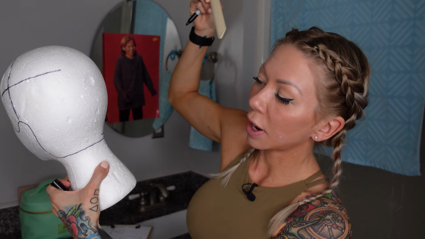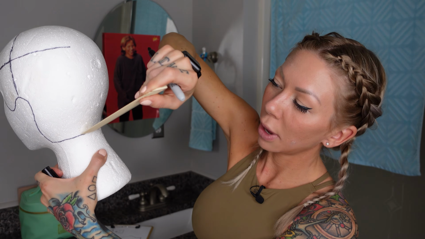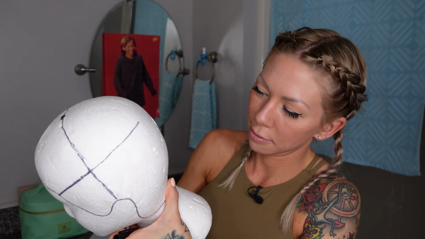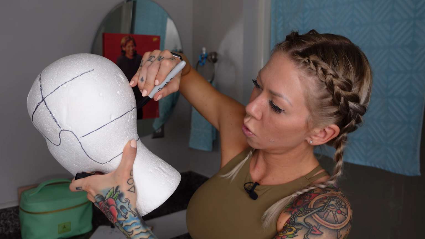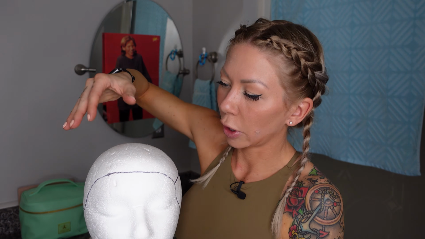The nape is the back of the neck. Remember to find the occipital bone. Place the comb at the hairline where it starts to leave the head, right about here. Imaginary line here. This is the nape, back of the neck. Nape, neck.